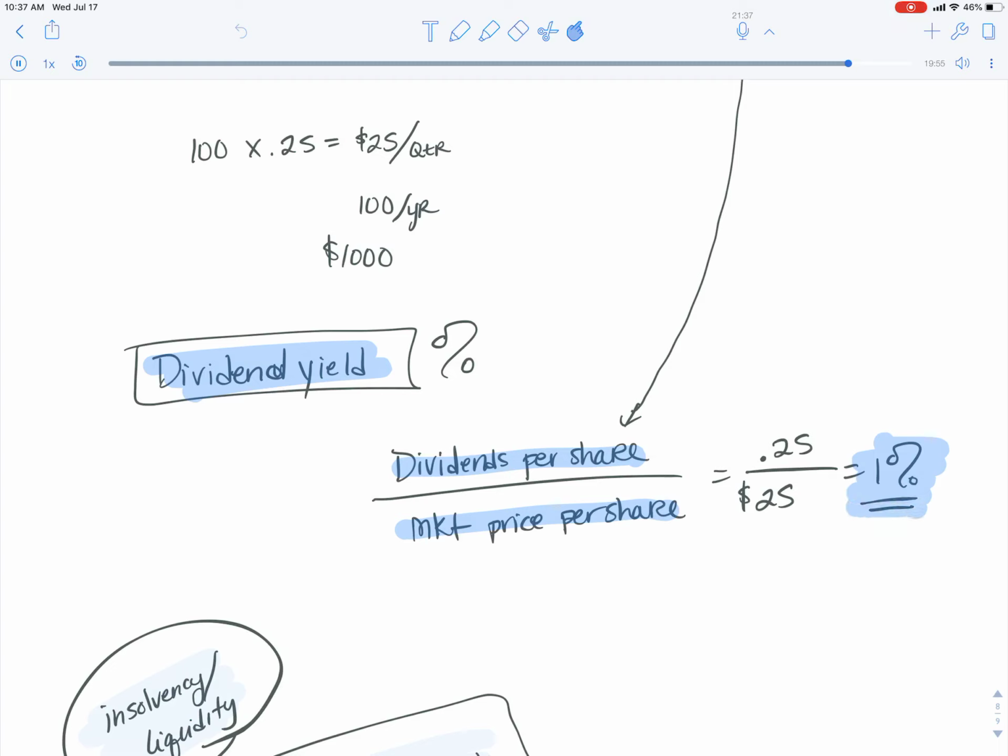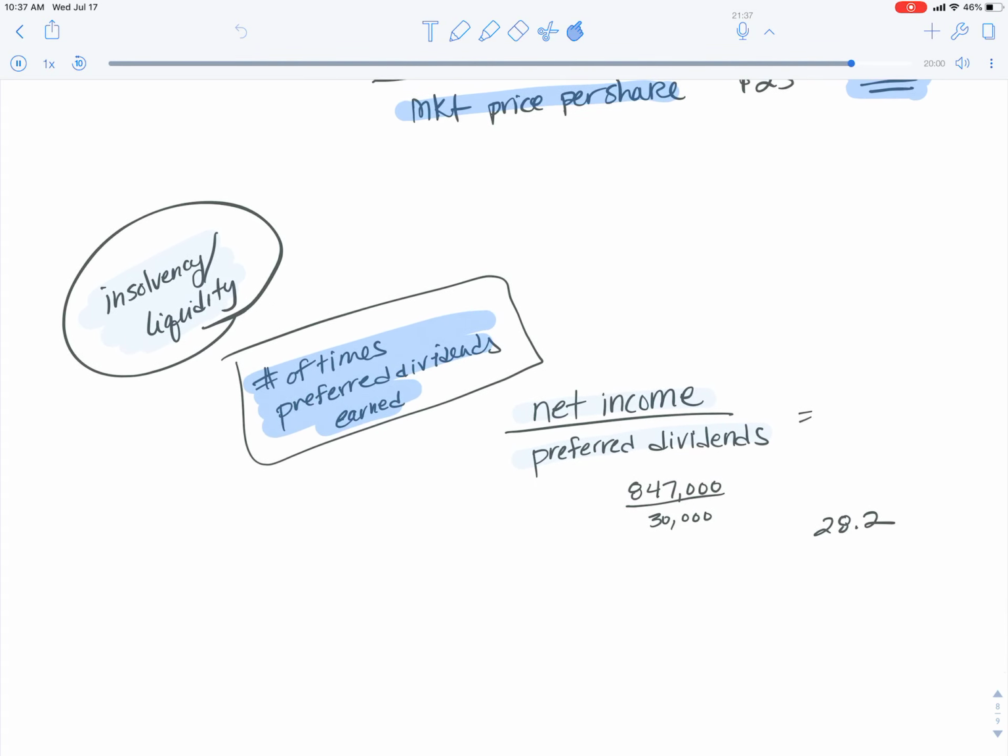And then the last formula is number of times preferred dividends is earned. Oh, it looks like I forgot this one. This one is actually a liquidity, or it's not. Let's see. No, this is actually a solvency formula that I forgot to mention earlier, so I added it at the end. You're going to take net income divided by preferred dividends, and then I've given you that information here.